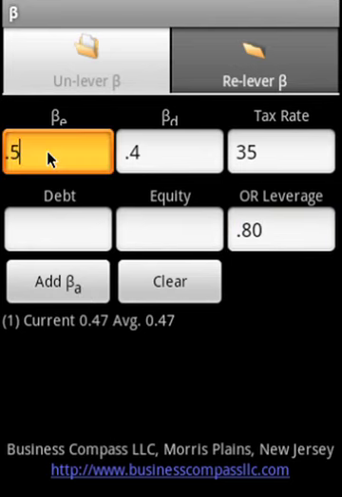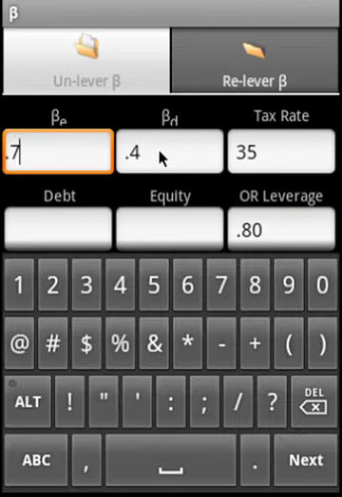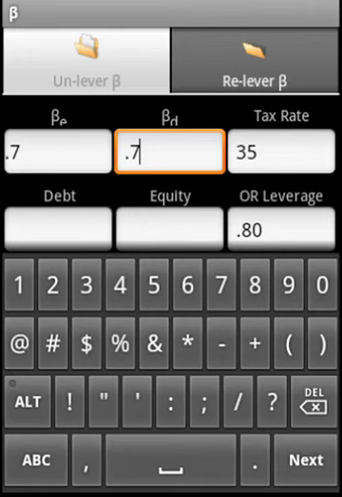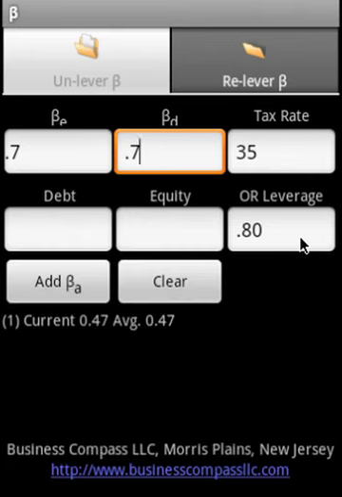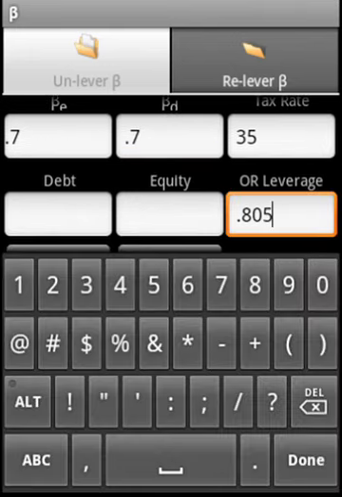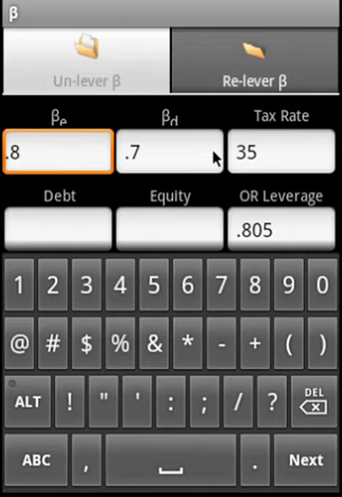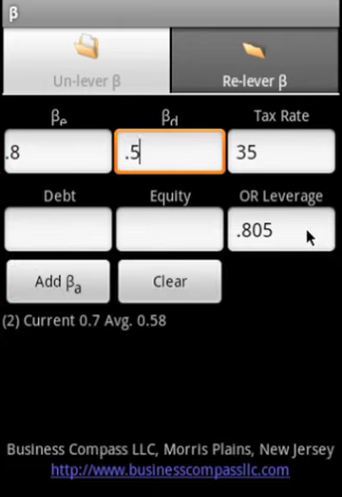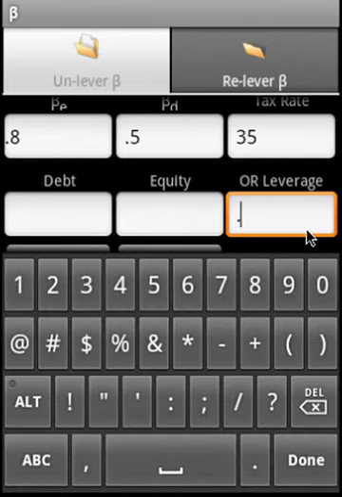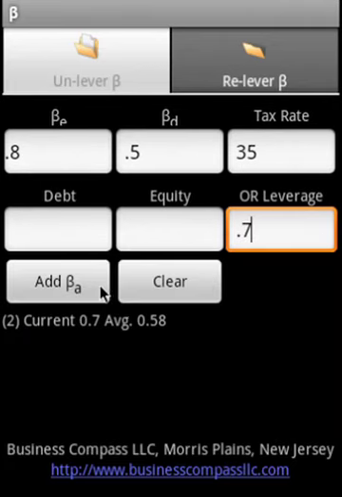So now we can actually add multiple asset betas, and say we are looking at another firm, and then that is our asset beta. And then we can also say another firm, say we are adding 0.7. So this is what it becomes. So this is the average asset beta.